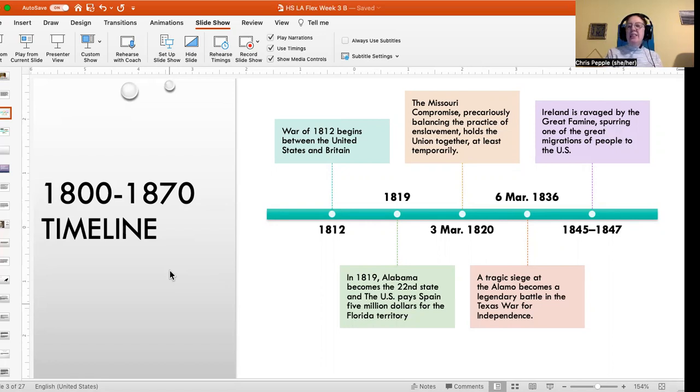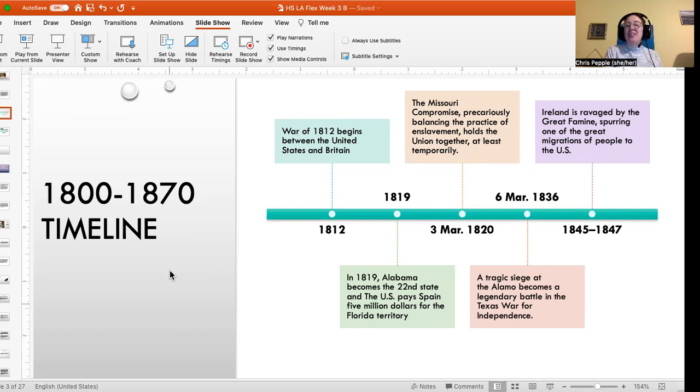In 1836, we had the Battle of the Alamo. You remember the war cry, remember the Alamo. It was a tragic siege, and many lives were lost there, but Texas remembered the Alamo and kept fighting for their independence. 1845 to 1847, a big wave of Irish immigrants comes to this nation.